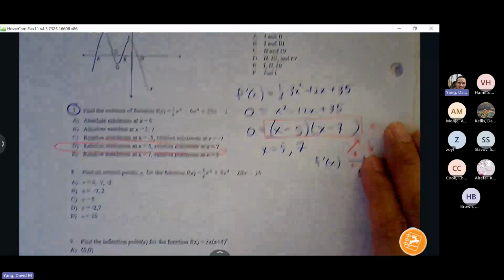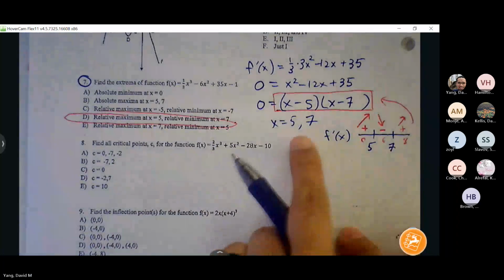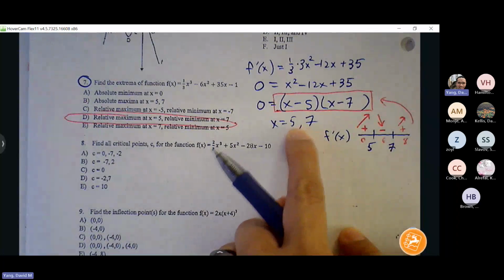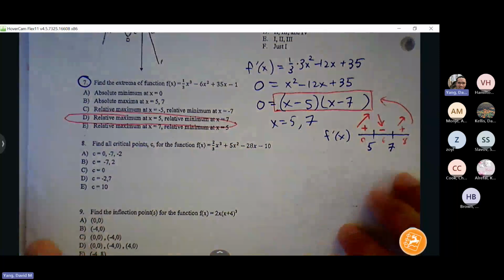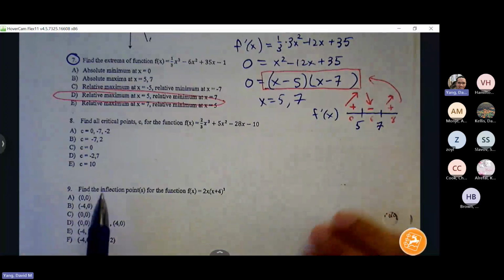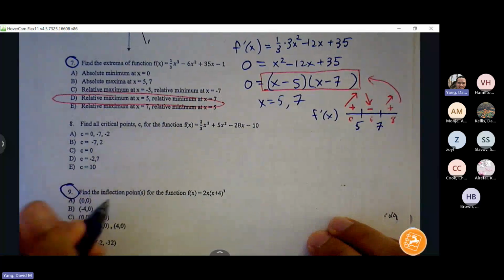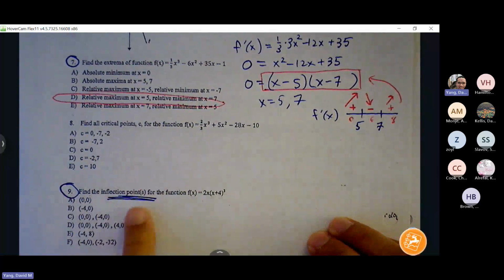Okay. Number 8 is just critical points. That's just basically just getting to this stage here. Set f prime equal to 0, solve for x. So that's not anything difficult there. Number 9, find the point of inflection. So point of inflection comes from which function here? We got to work our way down to what?